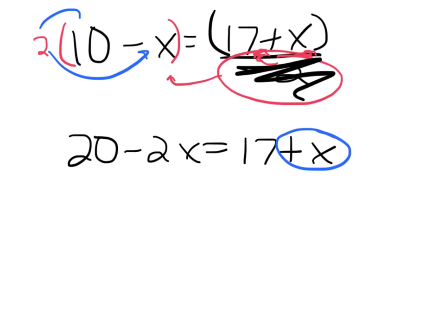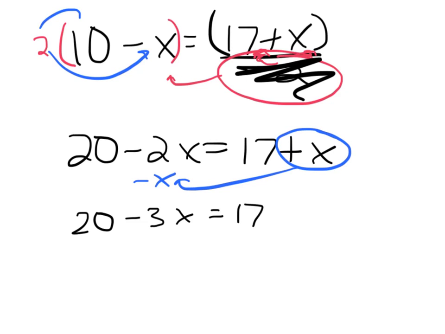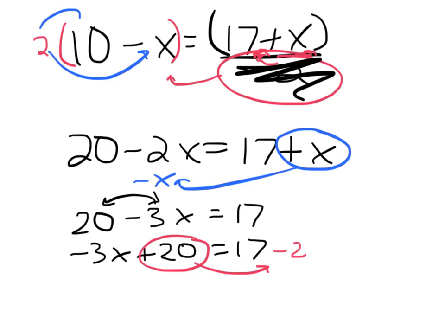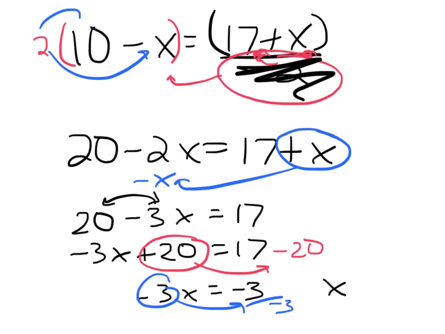Now, x is smaller than negative 2x, so that's going to go to the other side, leaving me with 20 minus 3x equals 17. I'm going to rewrite this problem, make it negative 3x plus 20 equals 17, because that makes it real easy to move my 20 to the other side. Negative 3x equals negative 3. Divide both sides by negative 3, and I get x equals 1.